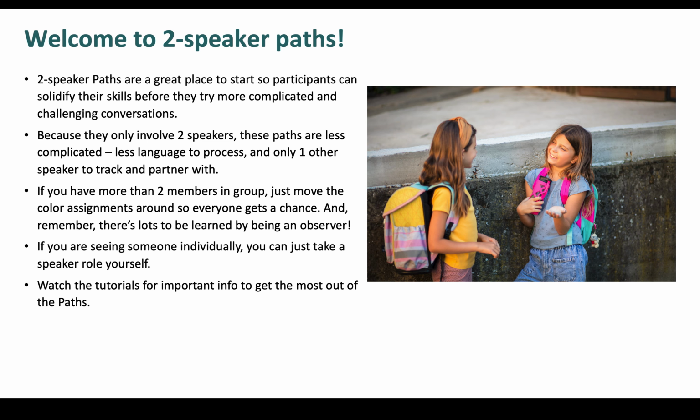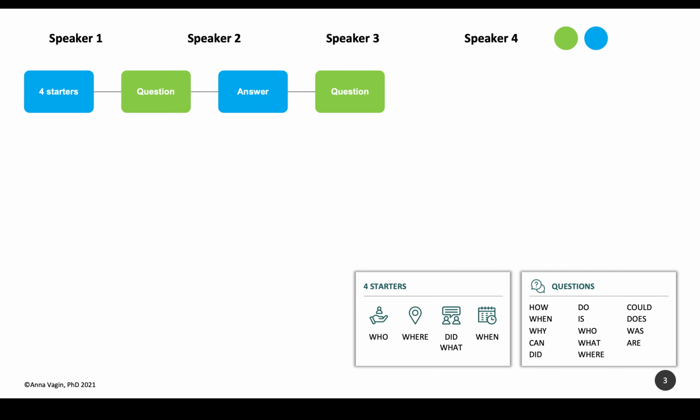The two speaker paths are the ones that were in the original version, and the expanded version will give you those 34 paths plus an additional 30 new paths. The two speaker paths are a great place to start so students can learn how the paths work and become comfortable with all of the different components that make a rich conversation. The paths start out rather simply and then they get more complicated.